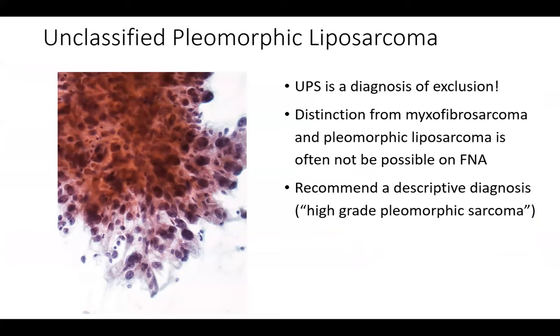And I actually rarely make that diagnosis on cytology because of the fact that we have to exclude so many entities, and sampling error is always going to be part of the picture when looking at a cytology case. So this is a diagnosis of exclusion, and you may not be able to distinguish from myxofibrosarcoma or pleomorphic liposarcoma on FNA, particularly because we may not have sampled the characteristic curvilinear vessels or lipoblasts. So I always recommend a descriptive diagnosis of high-grade pleomorphic sarcoma in this scenario.